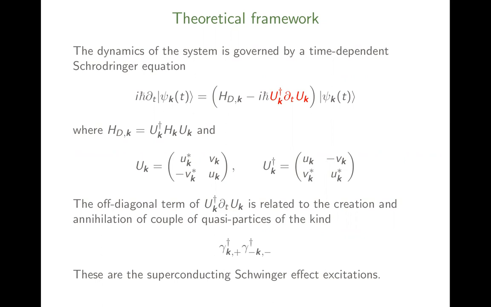So the important pictorial thing, and this is one of the reasons, is that with this formula, it's easy to see which kind of excitations you can excite with this effect. The diagonal terms excite things like gamma star gamma, while the off-diagonal terms of this matrix are related to excitations of the kind gamma dagger with plus and minus, and k and minus k. And these are actually the excitations related to the Schwinger effect. So the electric field is generating couples of quasi-particles with opposite momentum and opposite spins. If you just write the excitation, it's sort of easy, but in order to see if you can really excite it and how, you need to solve the time-dependent dynamics.